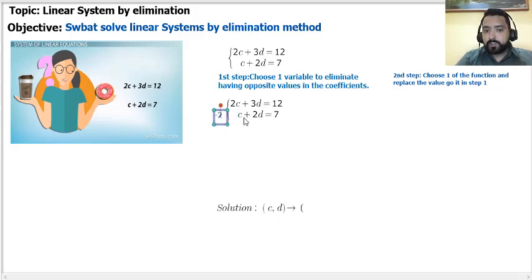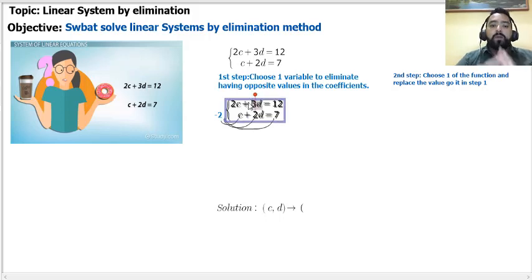So I'm going to multiply the second function, the whole function, by negative 2. Why by negative 2? Because when I finish multiplying negative 2 by this whole function, I'm going to get the opposite value in the letter c. We're going to follow the idea of the distributive property, so we multiply negative 2 times this, times this, and finally negative 2 times positive 7.